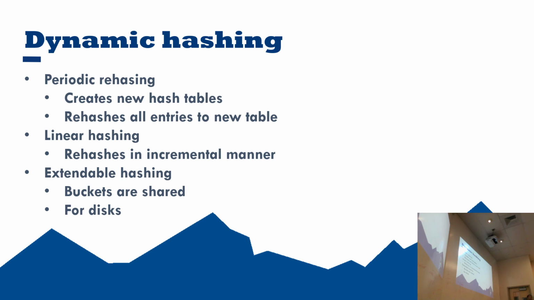And finally, you've got extendable hashing. Here you're having buckets that are going to be shared, as opposed to having everything in one bucket. This is primarily going to be used for disk, because if you're using a hard disk, you don't want to be doing a whole lot of input-output operations. It's going to be very slow. Okay? So those are the three primary types. Does everyone understand them?